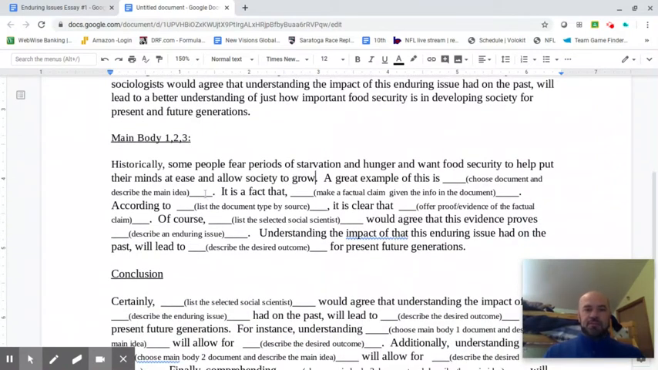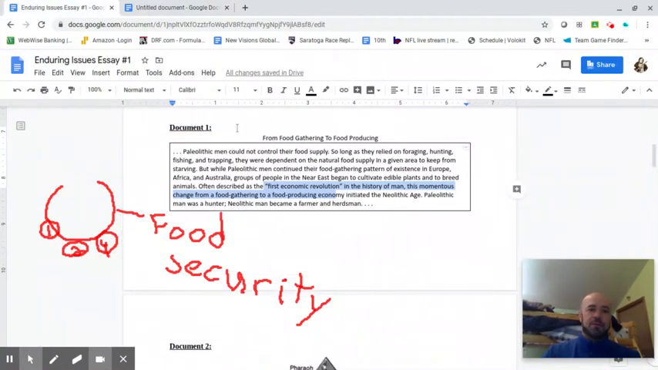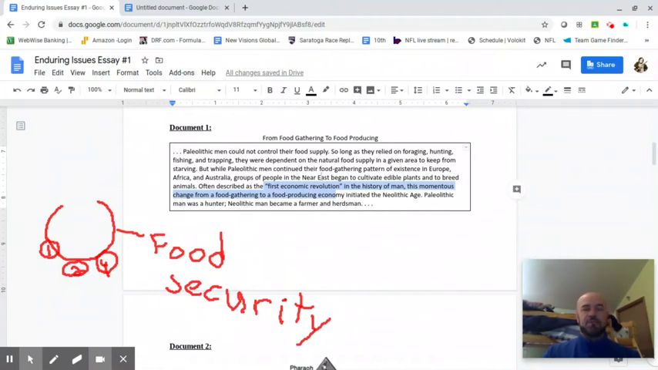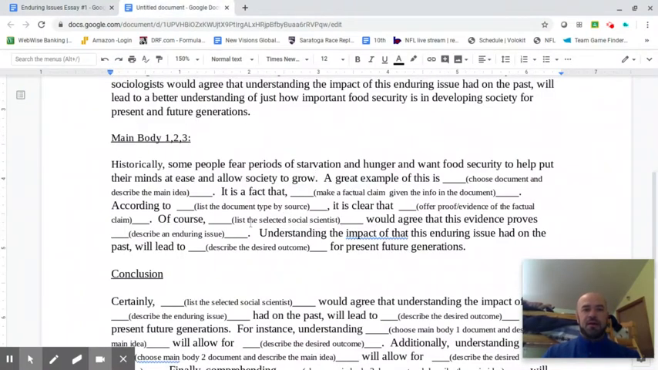A great example of this is, and so I'm going to stop filling this in for you because this is where you really need to go back and write a little bit, but use the Mad Lib to kick you in the right direction, right? A great example of this is, and you have to choose a document, describe the main idea. So here's the document we chose, document 1, and I have to read this and explain the main idea of how food security is achieved during that time period. And then the fact, right?